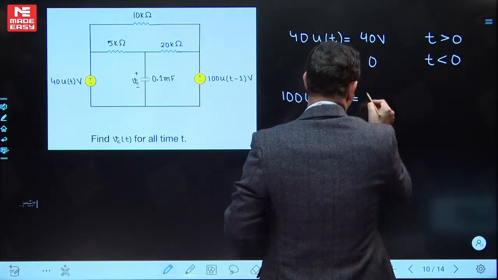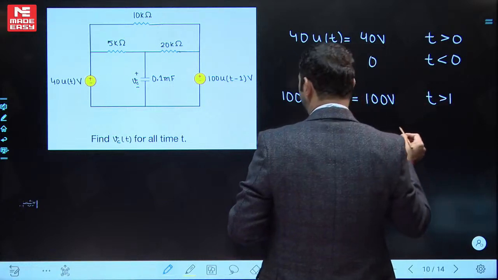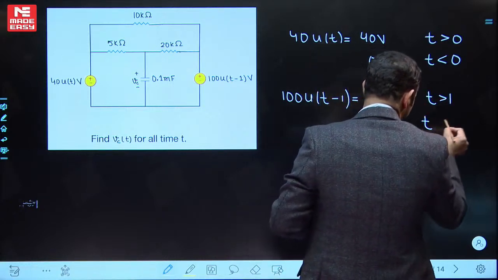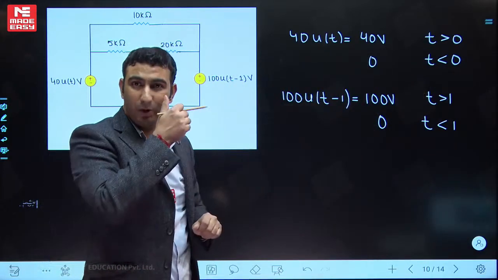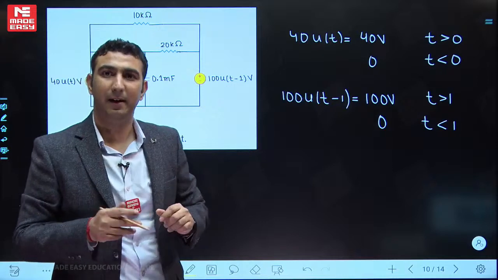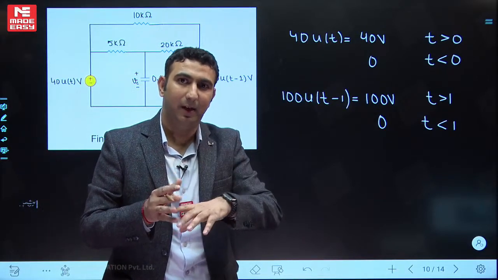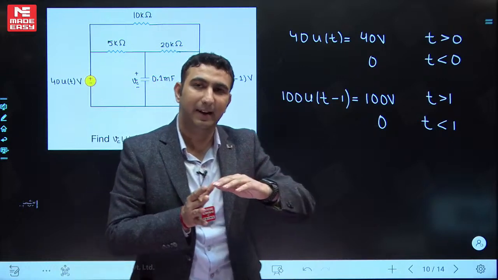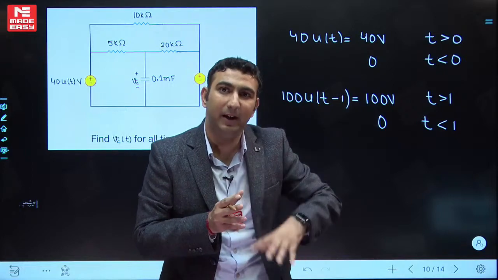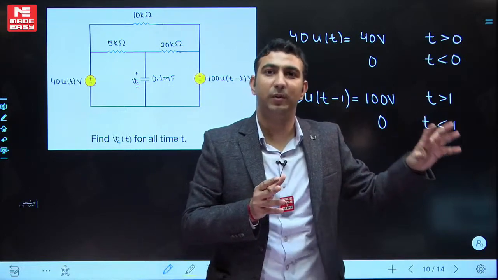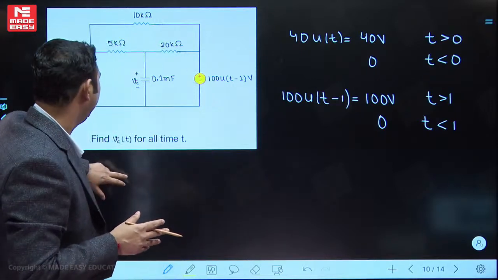100 u of t minus 1 will be 100 volts for t greater than 1 and 0 for t less than 1. This means it activates at 1 second, so two transients are visible. First the circuit is normal, at t equal to 0 40 volts arrives, transients will be there in the circuit, and then again the circuit goes towards steady state. Then again at t equal to 1 second a change will be there and the transients will be there. Double switching case. So quickly solve this question.